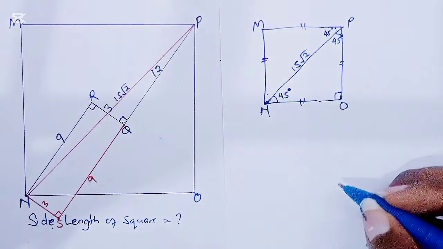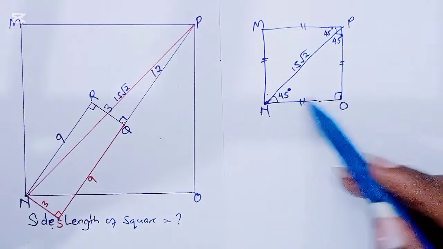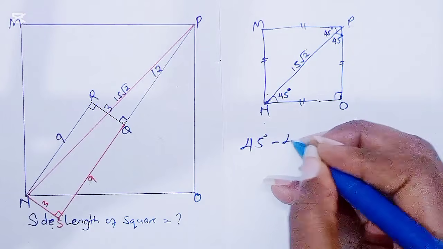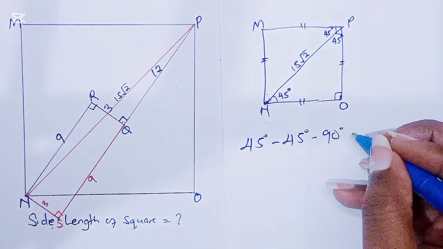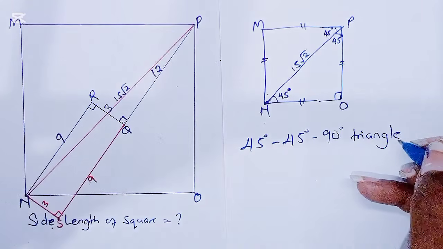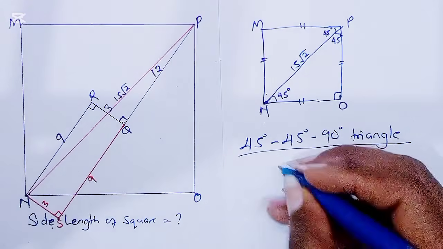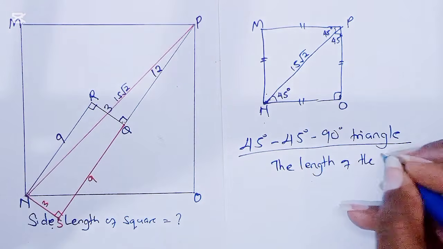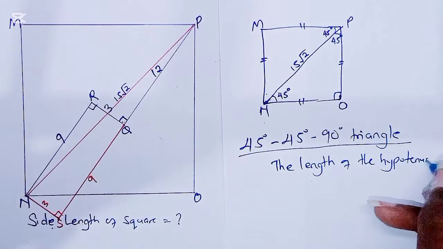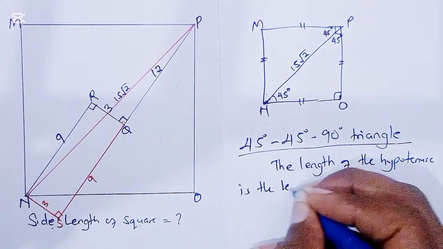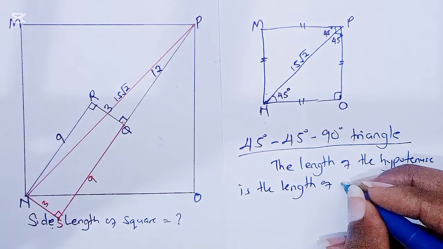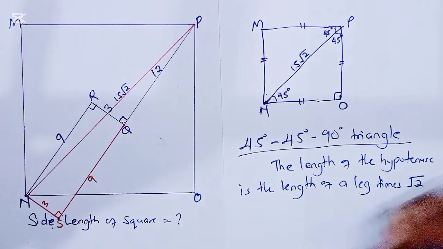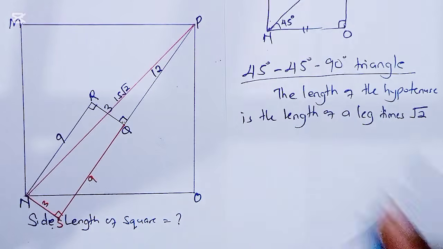This is 90 degrees. So as you can notice, we end up having a special triangle, which is a 45 degrees, 45 degrees, 90 degrees triangle. And we know that in this kind of triangle, the length of the hypotenuse is the length of one leg times root 2. So this is what it implies.